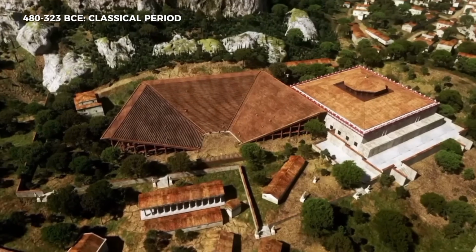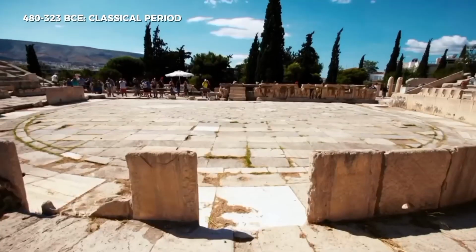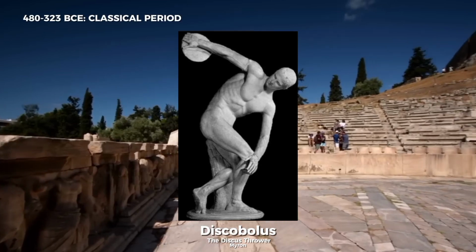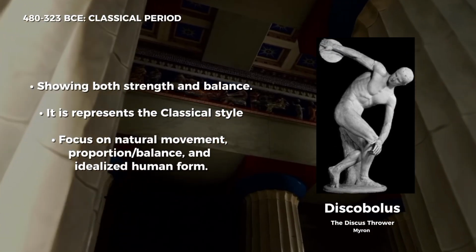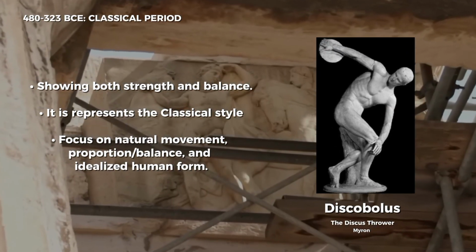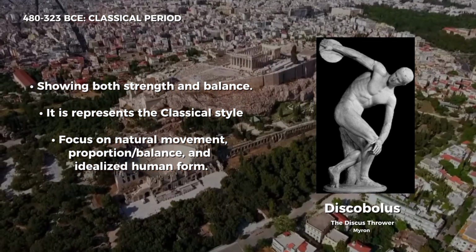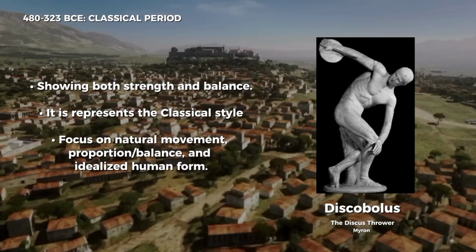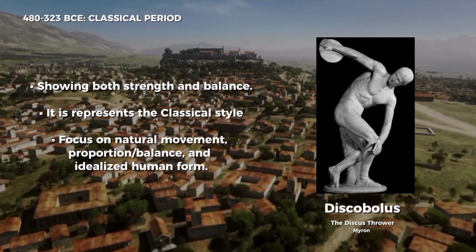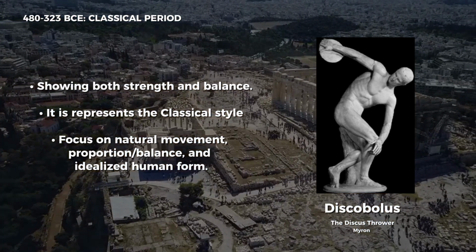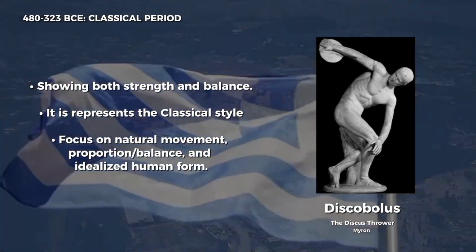An example of this period is the famous sculpture Discobulus, or the Discus Thrower by Myron. It captures a man in motion just as he is about to throw a discus, showing both strength and balance. This masterpiece perfectly represents the classical style, focusing on natural movement, proportion, and the idealized human form.